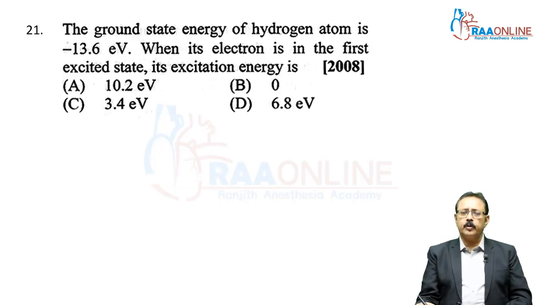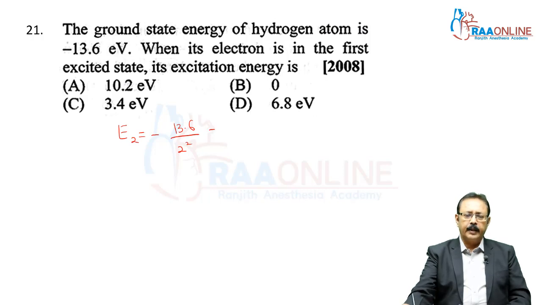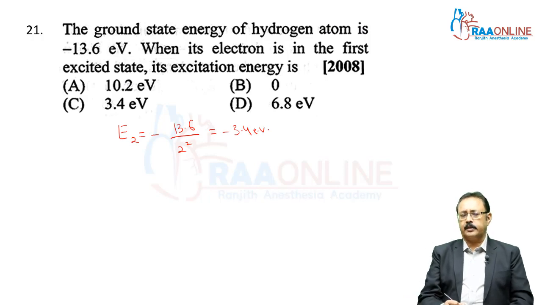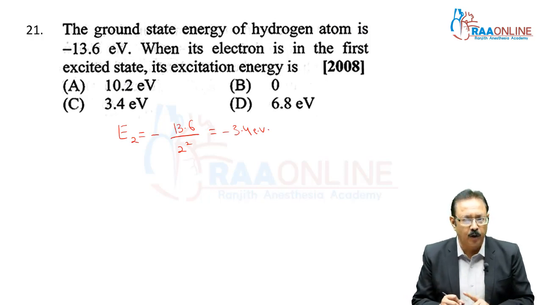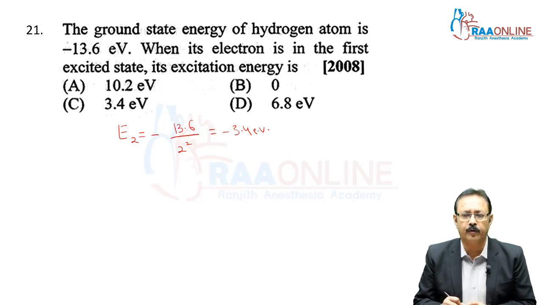Next, it is from 2008 AIPMT. The ground state energy of hydrogen atom is minus 13.6 electron volt. When its electron is in its first excited state, let's solve. First excited state means second orbit. Its energy at this place should be equal to minus 3.4 electron volt. It means electrons orbiting in the second orbit have a negative total energy of 3.4 electron volt.